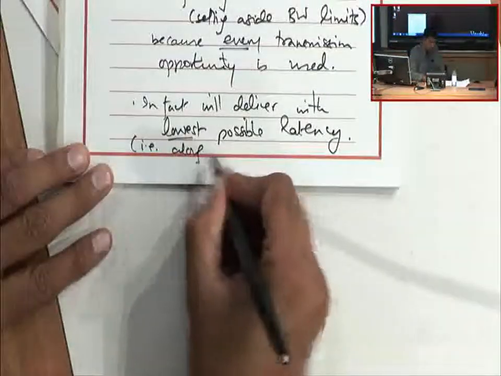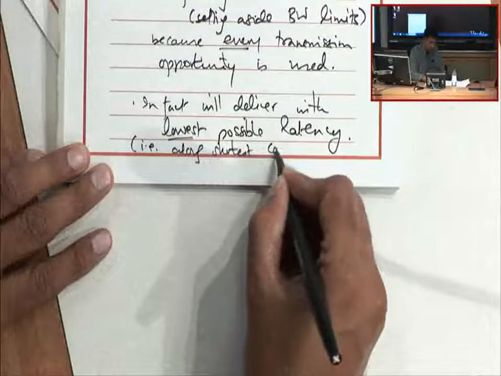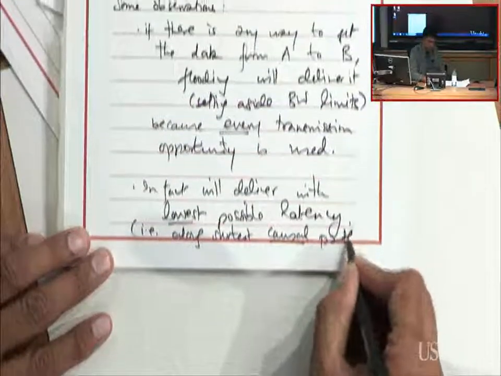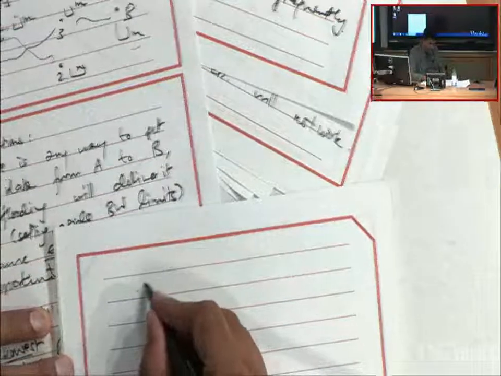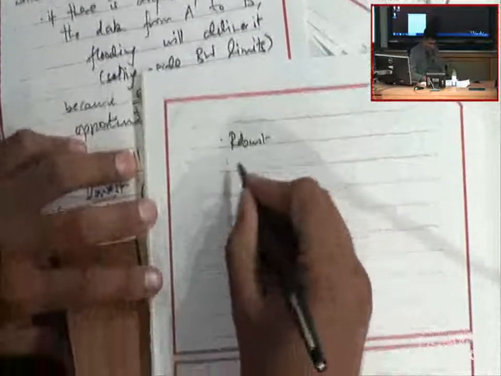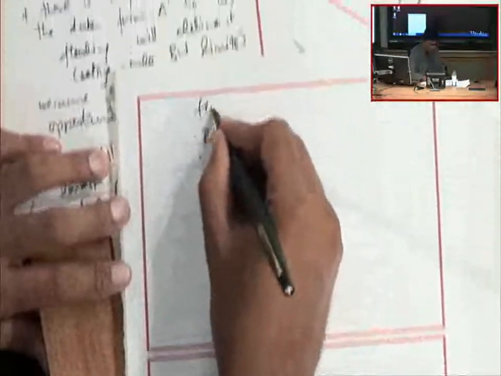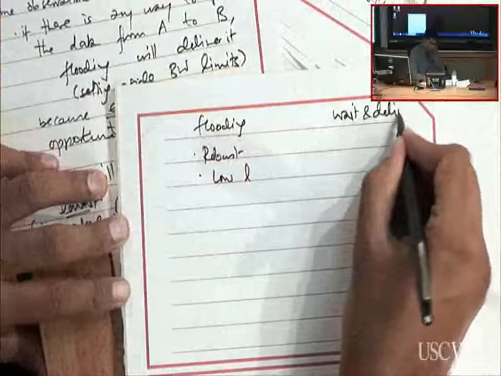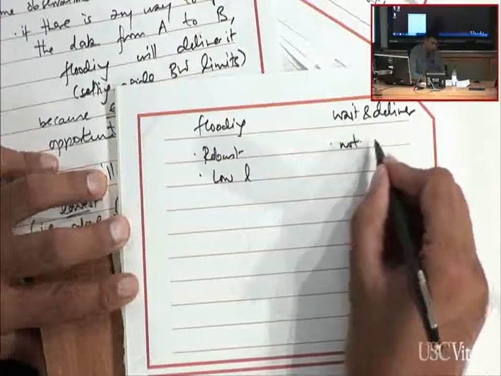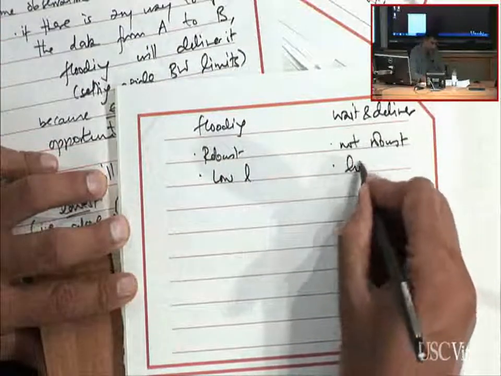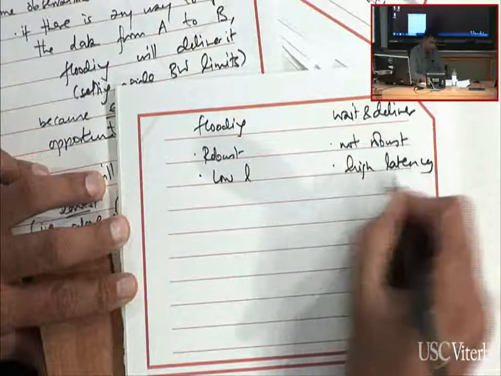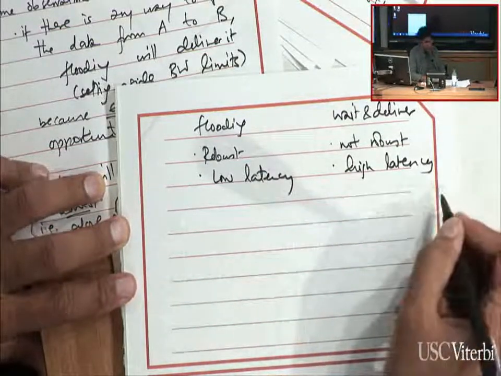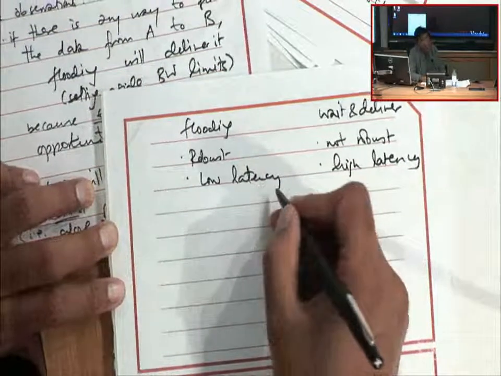I.e. along the shortest causal path. Okay. All right, so now we know something more about it. So we know that it is robust in some sense, right? It has low latency. So this is flooding. And let's compare it with wait and deliver. So this is maybe not robust, has high latency. And the high latency for wait and deliver is it could take a long time before you meet the final destination. With this one, the shortest way possible you will meet it.